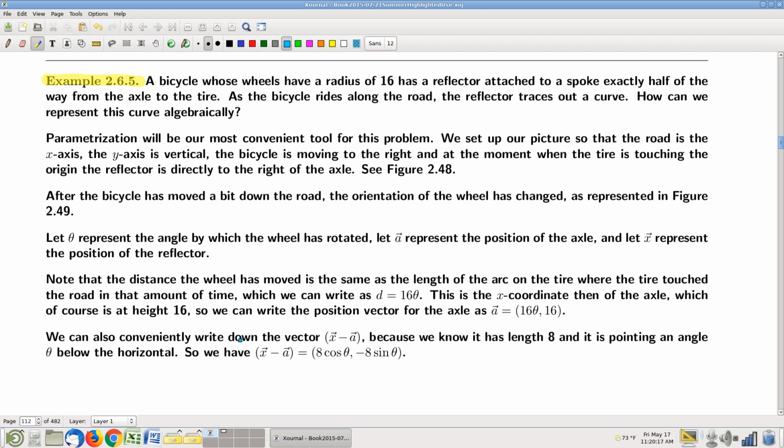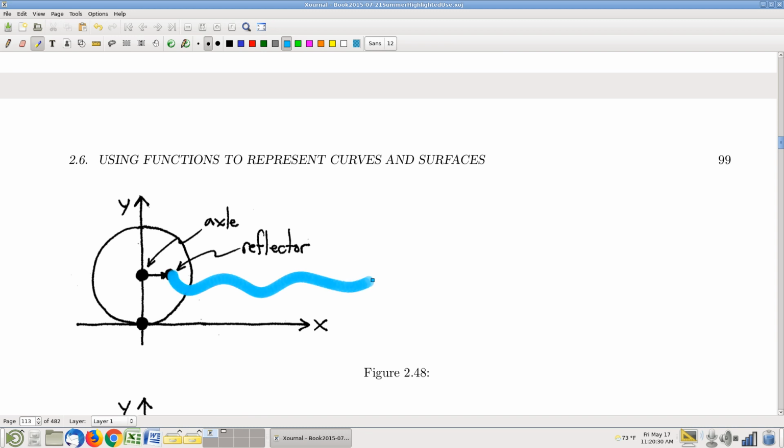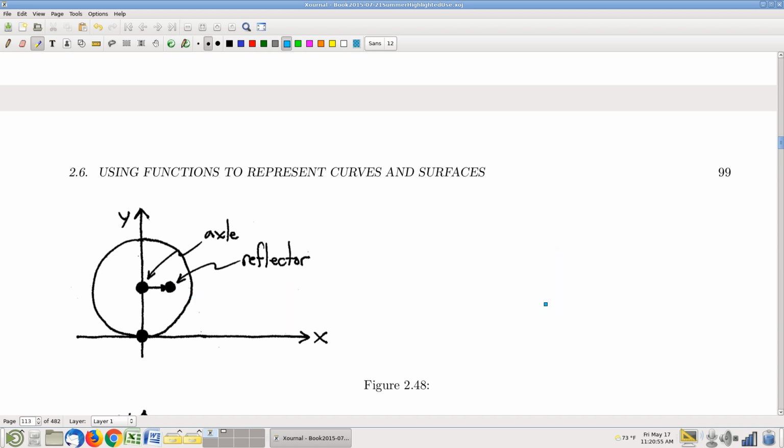So, how would you describe that curve, the curve made by the reflector? How would you describe that algebraically? It's a pretty hard question, really, as it turns out. So this reflector does that as the bicycle goes along. Can you view this curve as a graph of some function? What is this the graph of? It turns out that's a really hard question. Not easy to answer at all. But it's not that big a deal to understand that curve by parameterizing it.